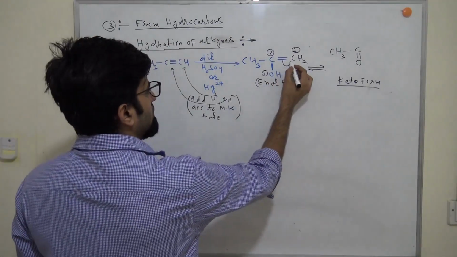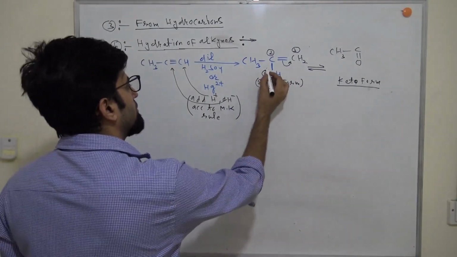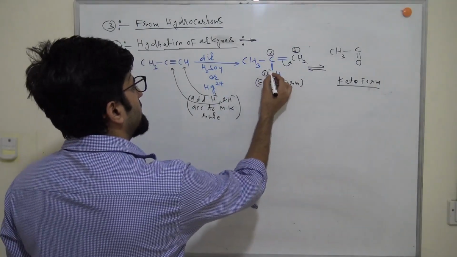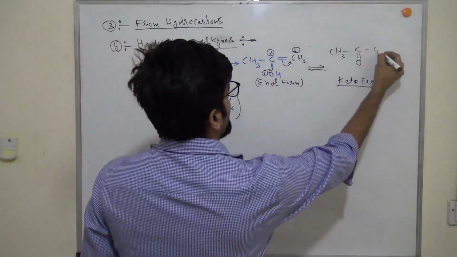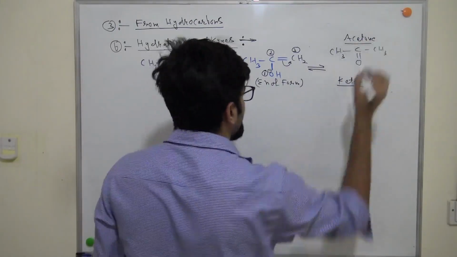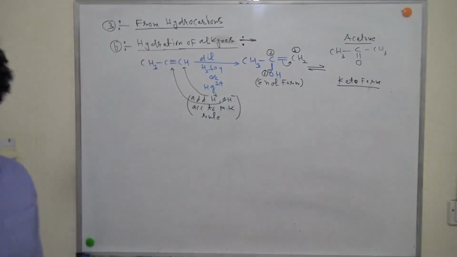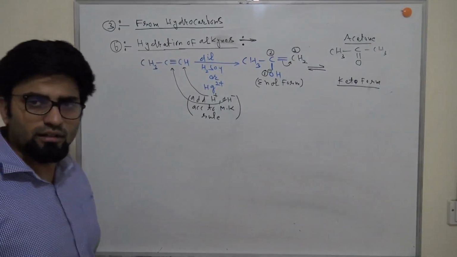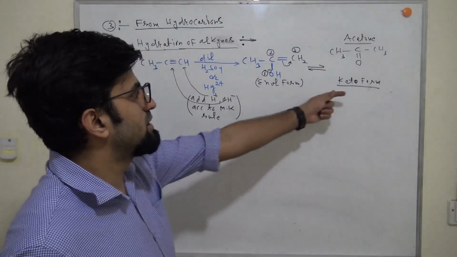Okay, you can do it like this also. This H will go here, the minus charge and plus charge will form a bond, and CH3. What I will get in the end is acetone, a ketone. Clear? Right guys? So it is important. So yes, enol form will change into keto form.